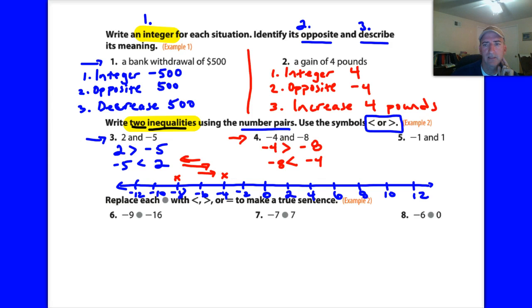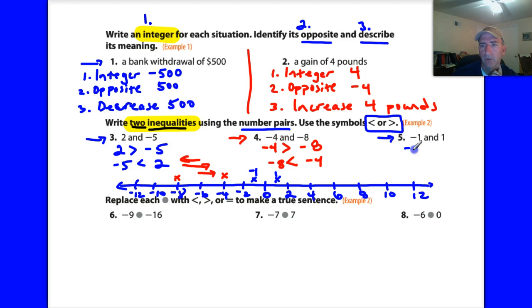Okay, and then let's go to number 5. It says negative 1 and 1. Well, negative 1 is down here, between 0 and 2. Negative 1 is like right there. Positive 1 is right there. Right, there's negative 1, there's positive 1.